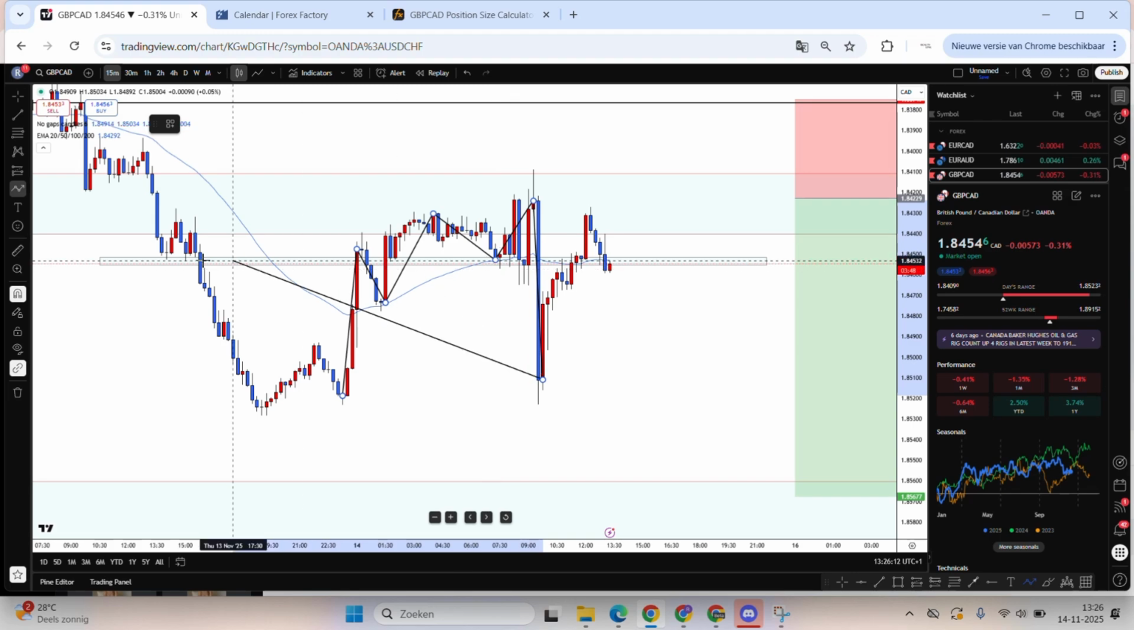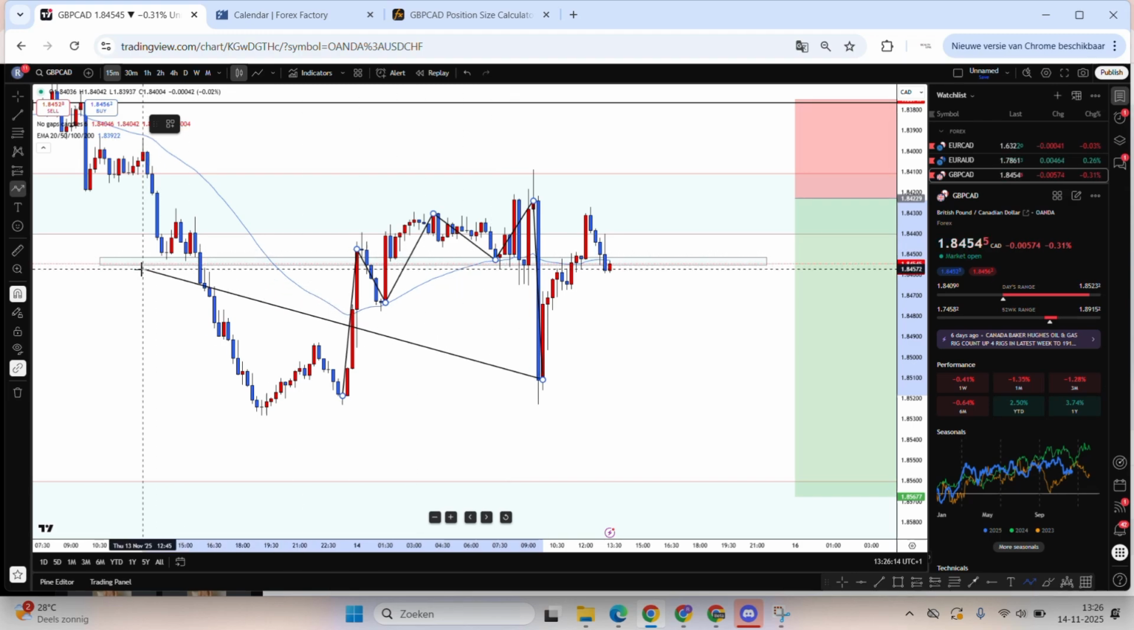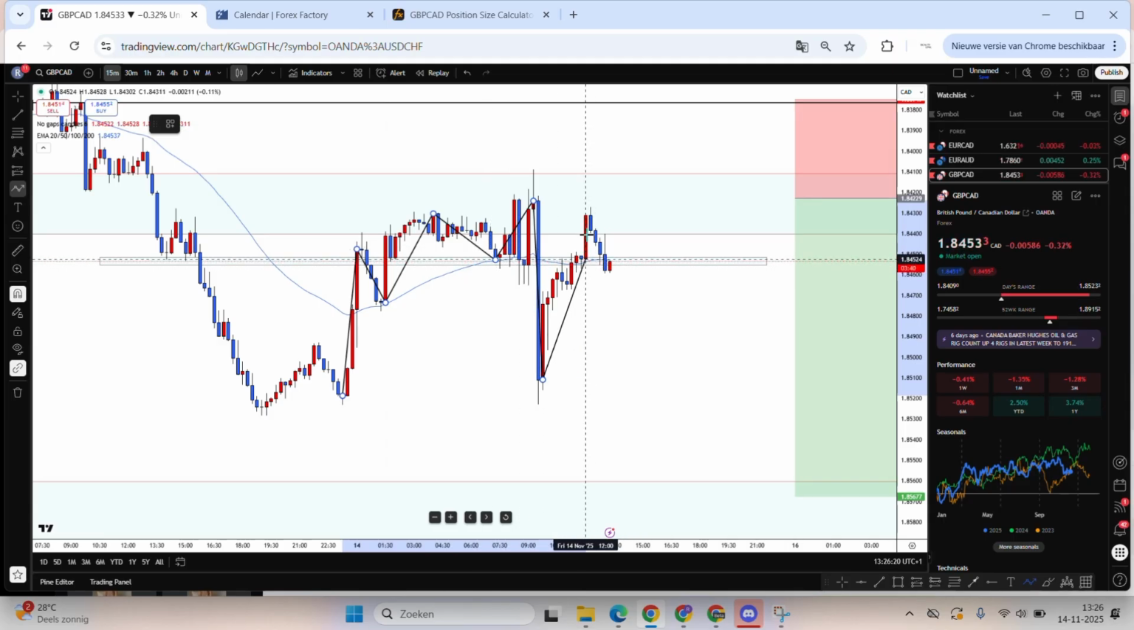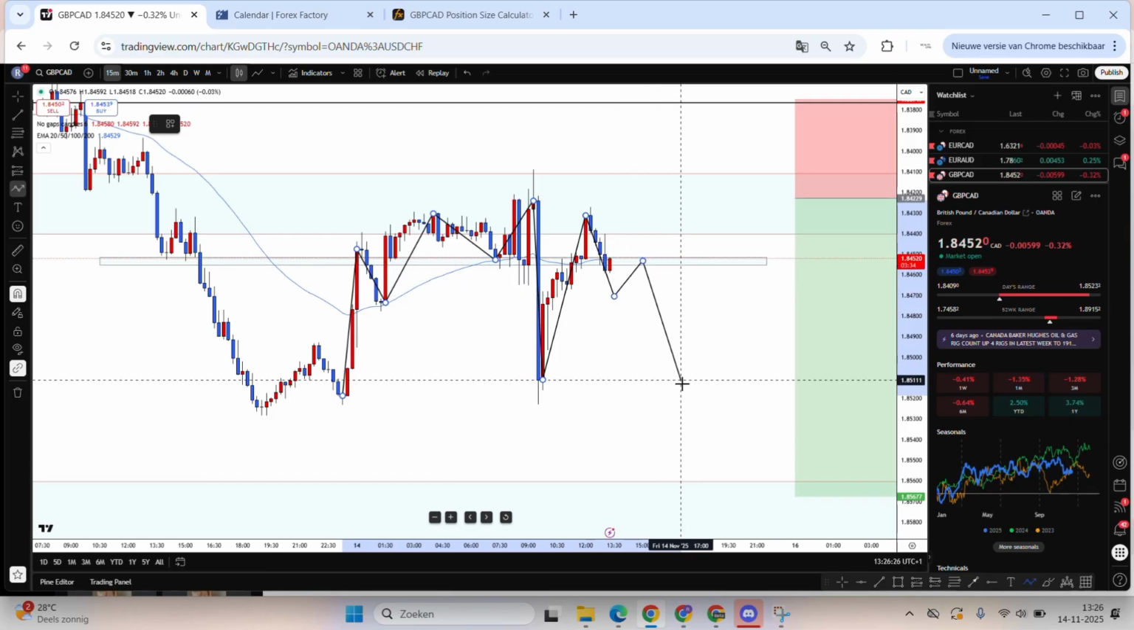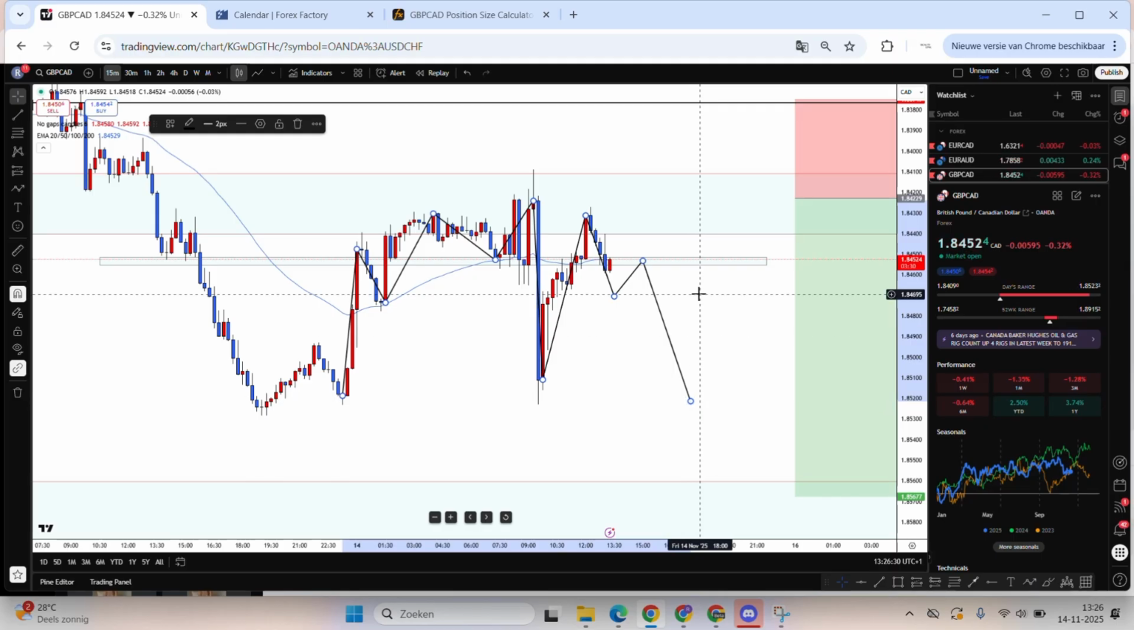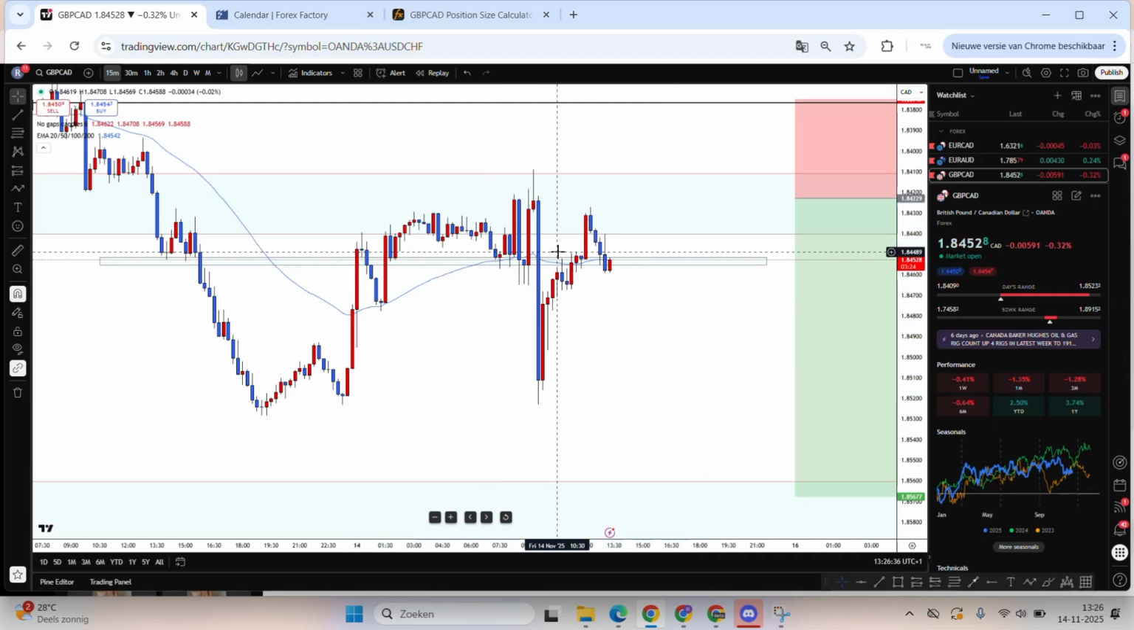Breaking the neckline of the head and shoulders right there, and this is a good structure point. So this is support, resistance, support. Now we broke above again. Now we broke under, and now I'll be waiting on a retest and an engulfing candlestick to buy. That is my prediction for GBP CAD. It is a tricky one because it's an ugly head and shoulders, but I believe it will do its job.